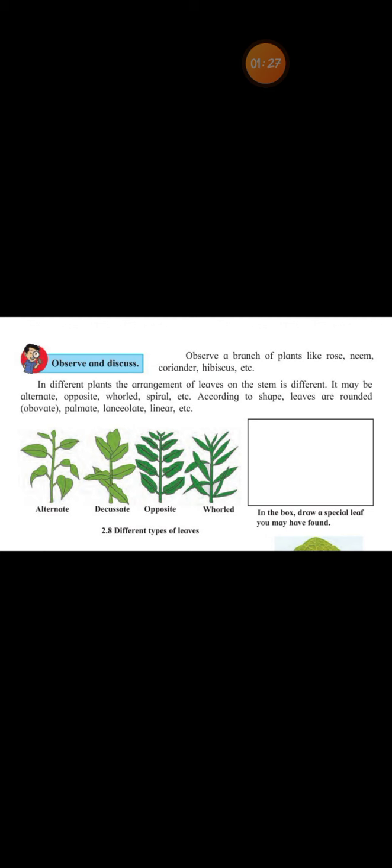Okay? The root tip is very much delicate, and this is the region of the growth of the root. The tip is covered by cap like structure called as root cap. The root cap protects the root tip from injuries. Okay, children? This was about taproot.